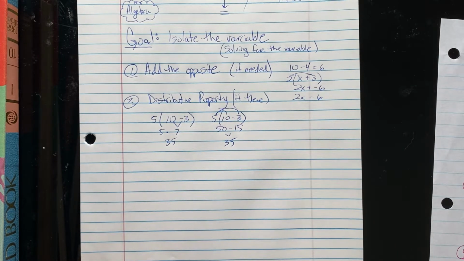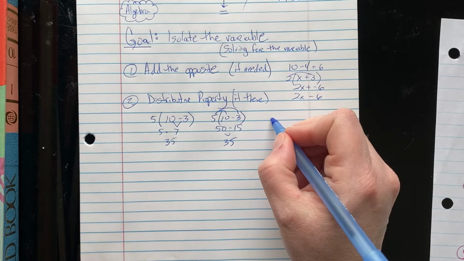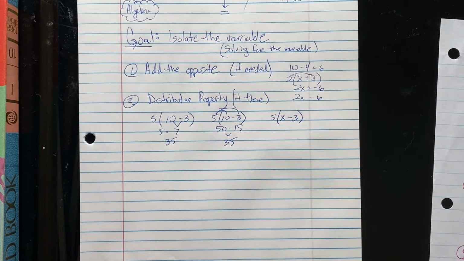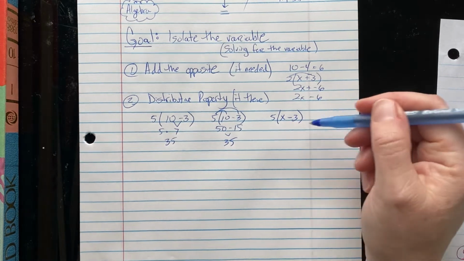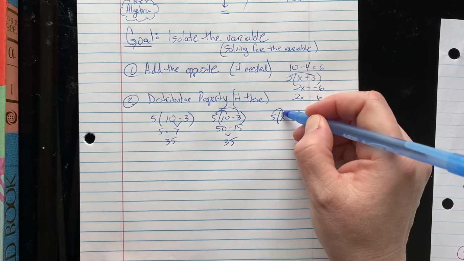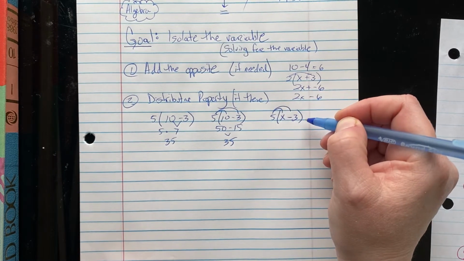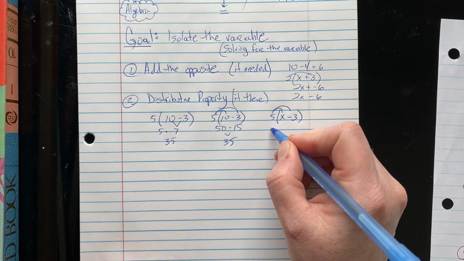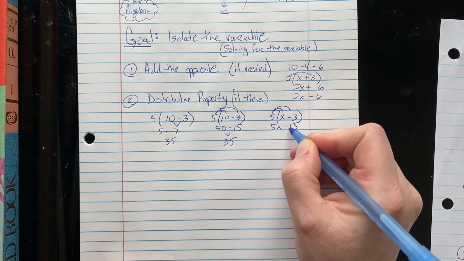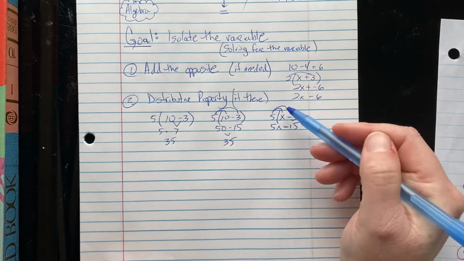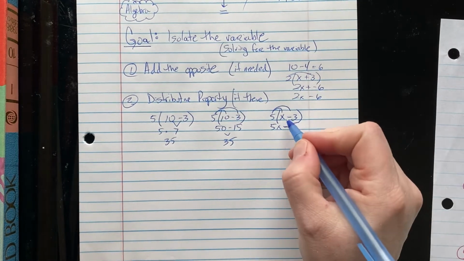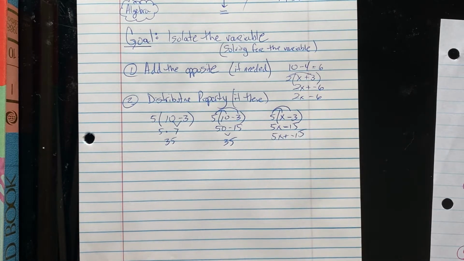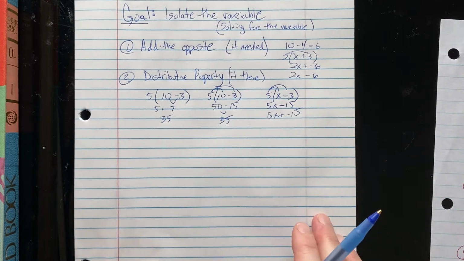Where we have to pump the brakes is now we're going to be using variables. 5 times the quantity x minus 3, and I don't know what x is. I can't say what x minus 3 is. The only way to eliminate those parentheses is to use that distributive property and distribute that factor of 5: 5x minus 15. Again, I chose not to add the opposite here. I didn't feel like I needed it. You absolutely could. You'd get 5x plus negative 15. Either one is fine, but that's how we're going to eliminate parentheses.